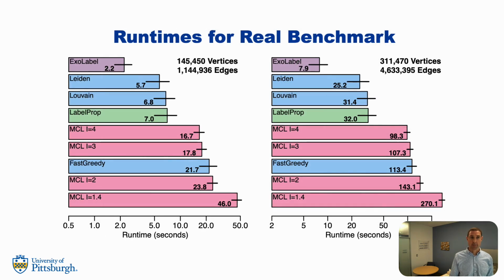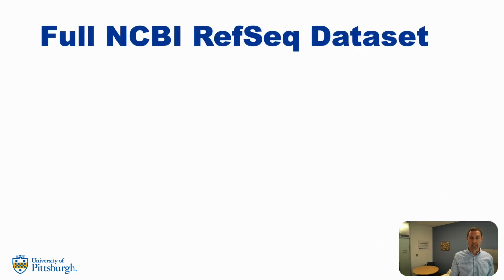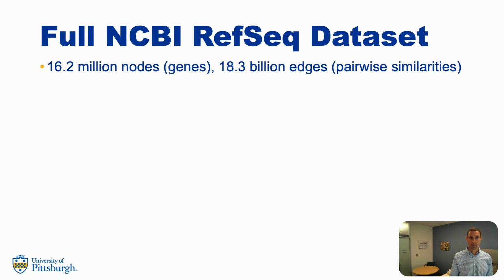If we look at the runtimes on this real benchmark, ExoLabel, as I said, for the smaller set only takes a couple of seconds, and for the larger set still only takes about 8 seconds. That's in comparison to the other programs, which are fast, but still are much slower than ExoLabel. ExoLabel is about 3 times faster than the next fastest algorithm. But these are still small data sets. So we want to try something much larger to see what the limits of ExoLabel are.